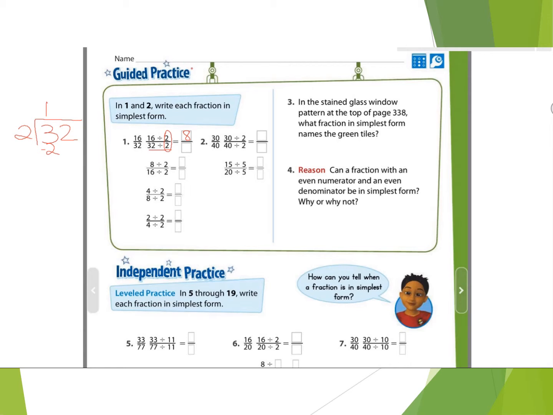3 is a prime number. Its only factors are 1 and 3. So if your denominator doesn't have factors of 1 and 3, you know you're going to be done. So factors of 4 are 1, 2, and 4. So now we know that this is its simplest form. That is as far as we can go.